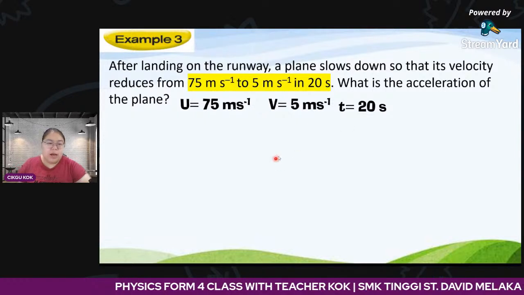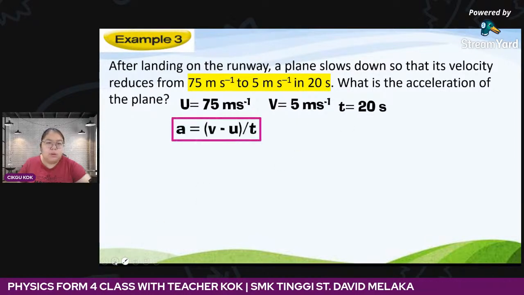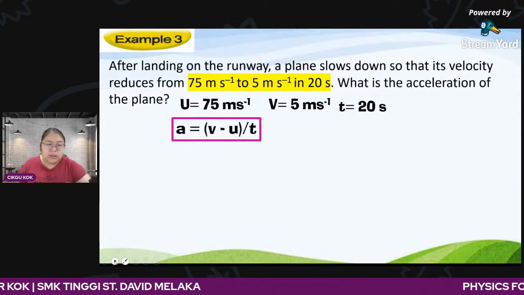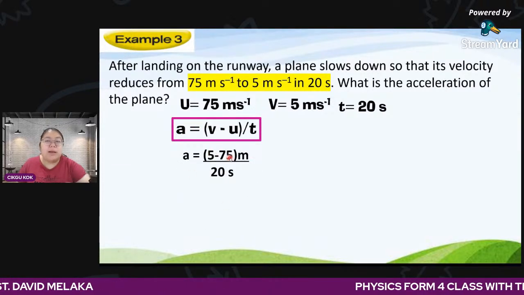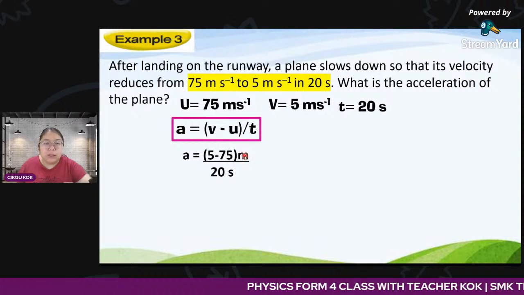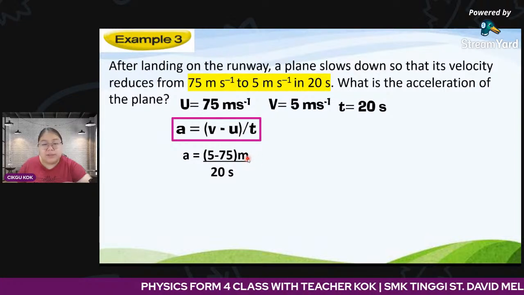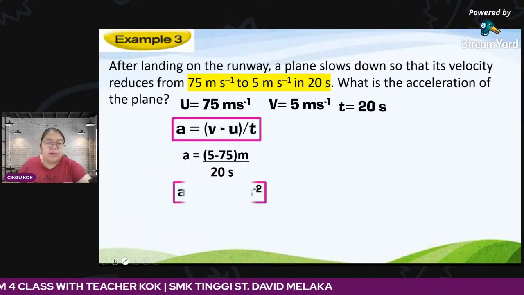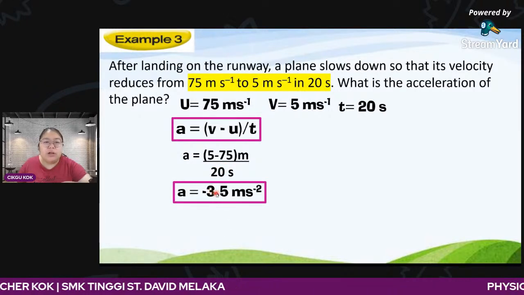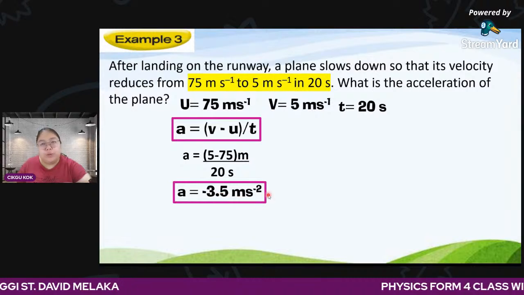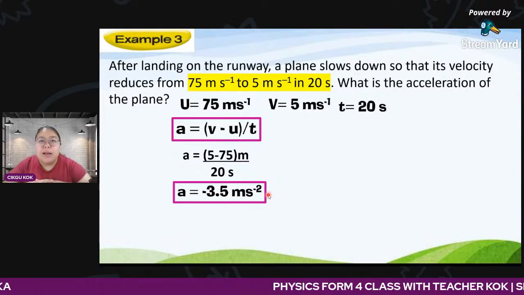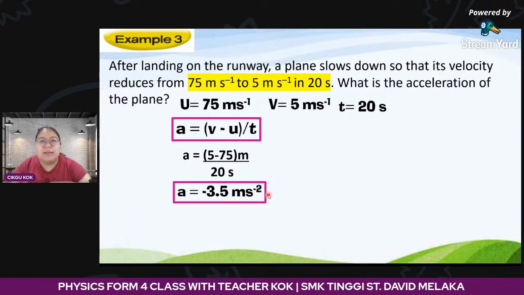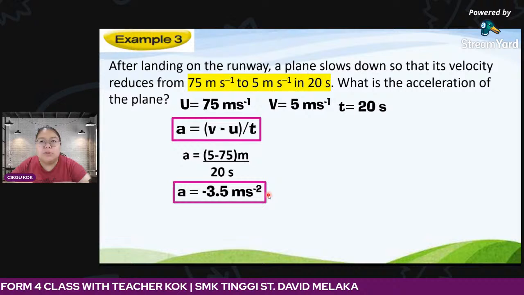Okay, now we go and check. Formula: a equals v minus u over t. So from here we take 5 minus 75. Then the unit is meter, sorry, it's meter per second. Meter per second. So after that, I got 20 seconds. So final answer, okay, negative 3.5 m/s². Peter Yap, I think you put wrong already. Not meter per second, it's meter per second squared. Deepika also wrong. Dylan also wrong.